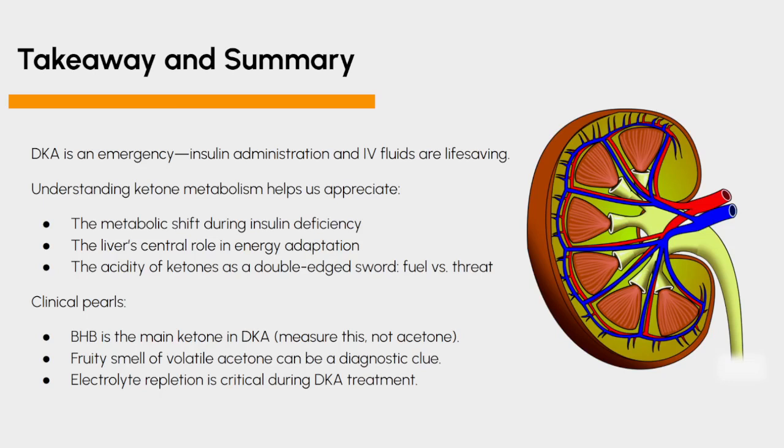Some clinical takeaways of this presentation are that BHB is the main ketone produced in diabetic ketoacidosis. This is what you want to measure for a diagnosis, not acetone. Though the fruity smell of volatile acetone can be used to assist in a diagnosis.